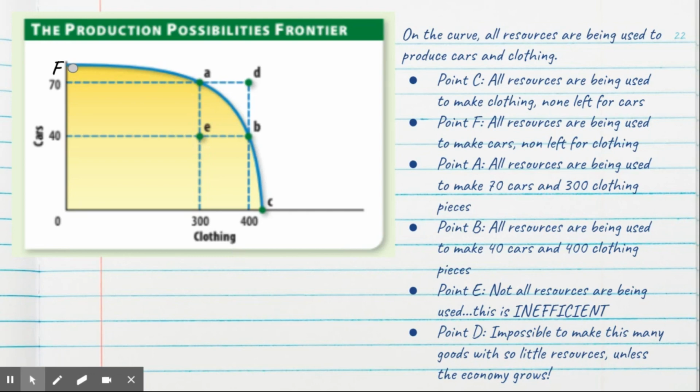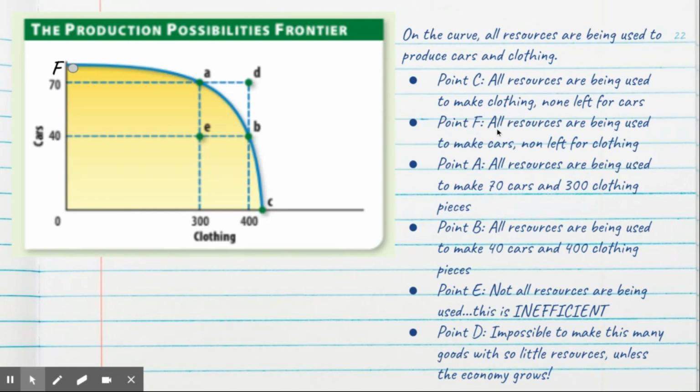So what do these points mean on the PPC? Sometimes people call it the PPF, frontier, instead of curve. We'll keep it to PPC, okay? So our first point says point C. All of the resources are being used to make clothing. 0 cars are being made. 0. Okay? We're putting everything into clothing. All right.